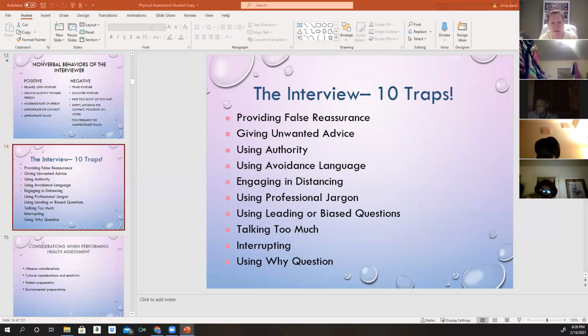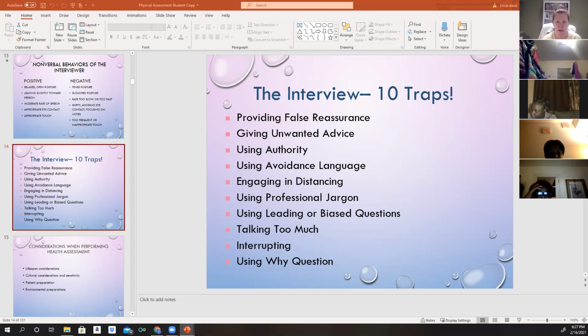So when you're doing that interview, they want you to avoid these 10 traps. So, providing false reassurance. I struggle with this one myself, especially when patients are sick or they're crying or they're upset about something. I always want to tell them that everything is going to be okay. And we can't do that because that's lying, because we don't always know that everything is going to be okay. We want to learn how to be good listeners, but we want to avoid giving unwanted advice unless they ask. So it's okay to listen, show empathy, show understanding, but make sure we're not giving advice unless they're asking us.